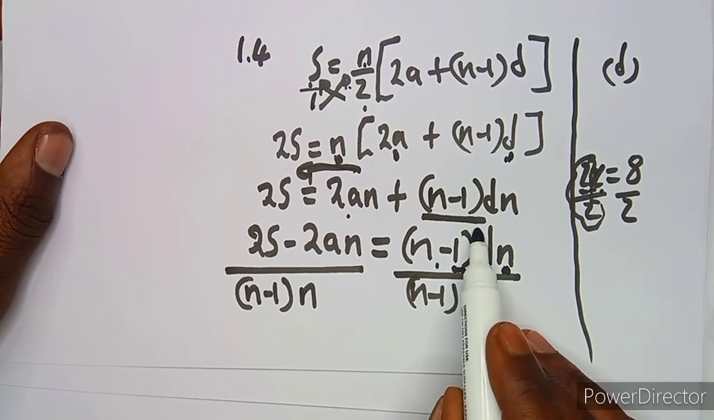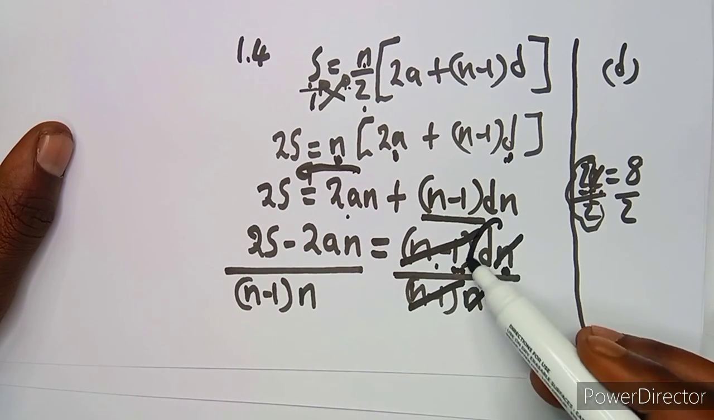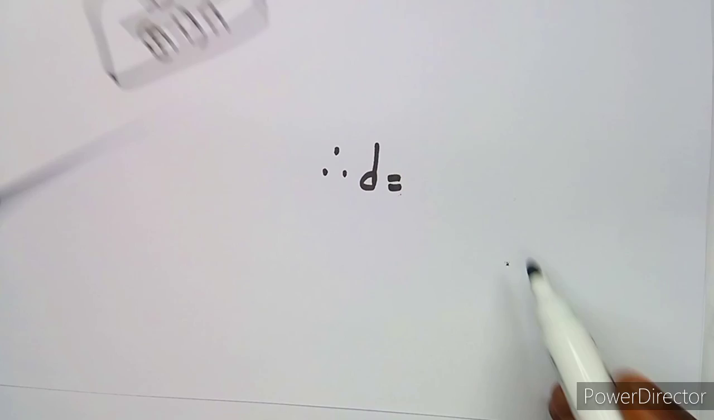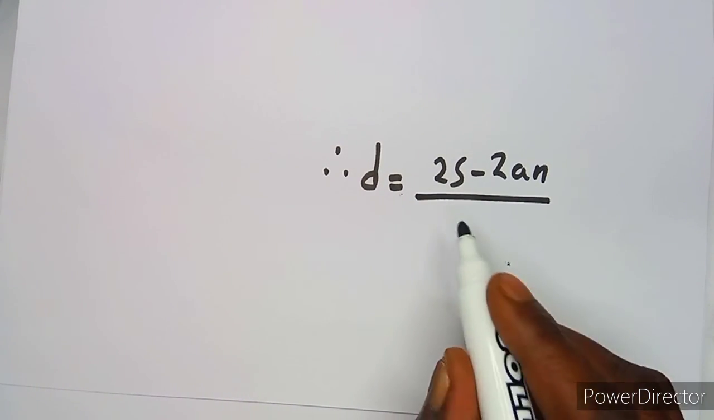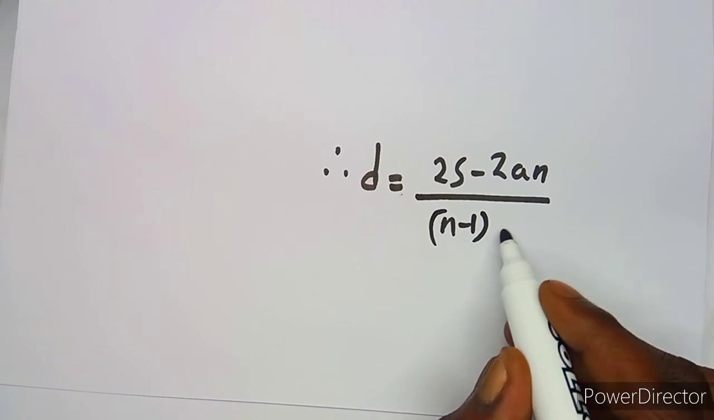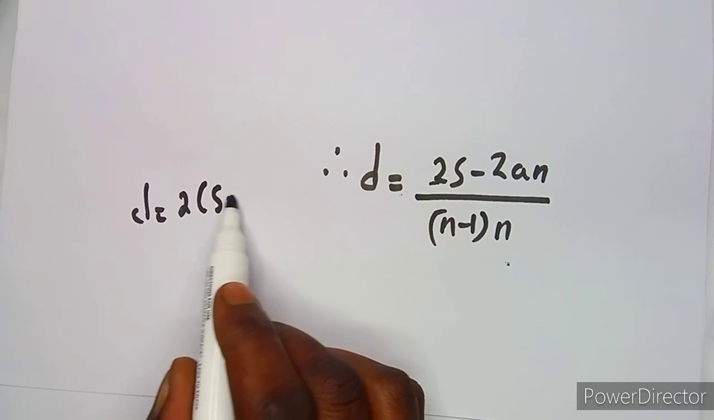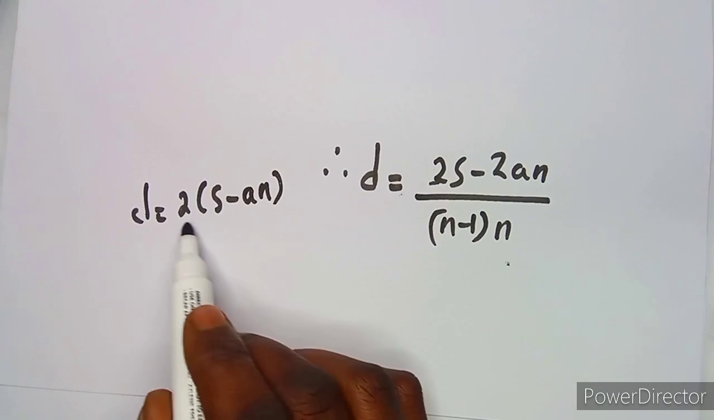All right, so you can cancel N minus 1, N minus 1, N and N, they can cancel. So as you can see, you are left with the D only here. So therefore D is equivalent to this part, which is on the left hand side as it is. So we are left with 2S minus 2AN, everything over N minus 1 into N. So someone can factor out 2 and write this as 2 into S minus AN, like this.